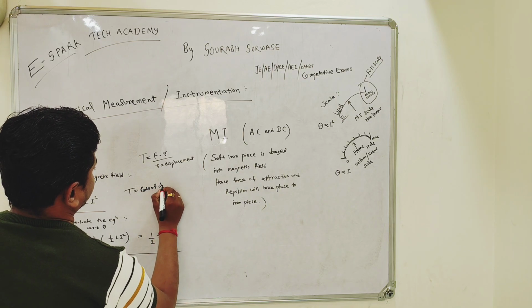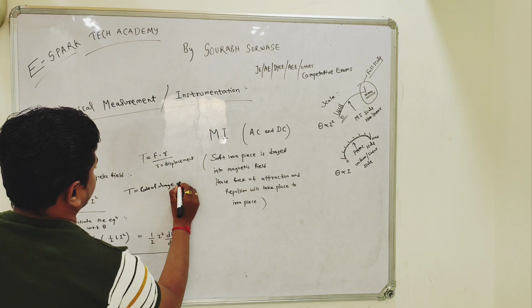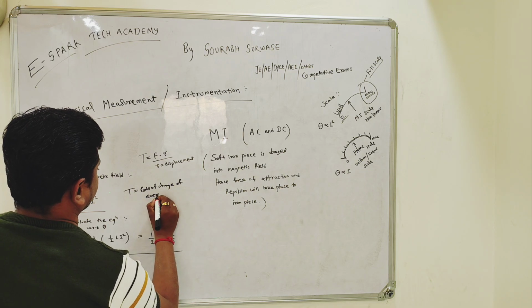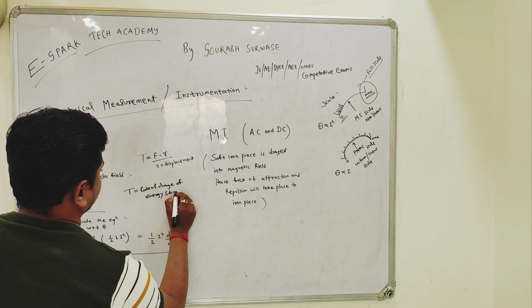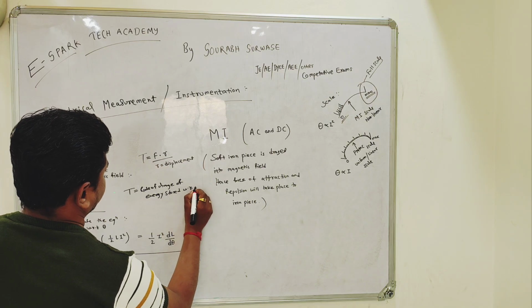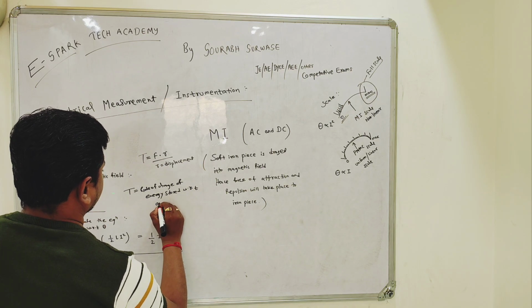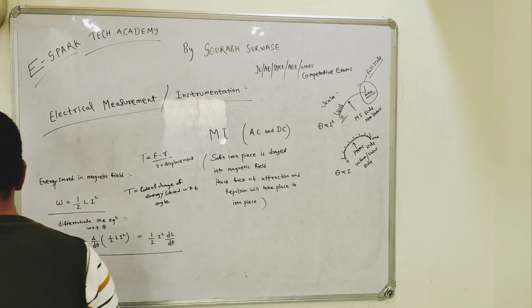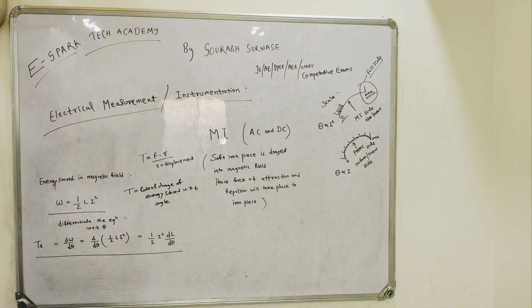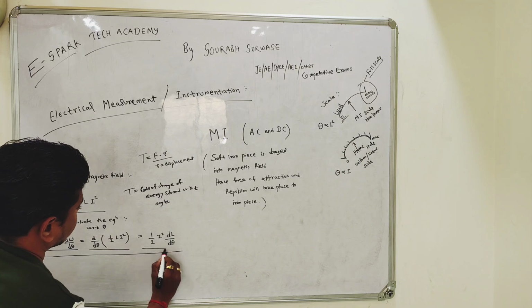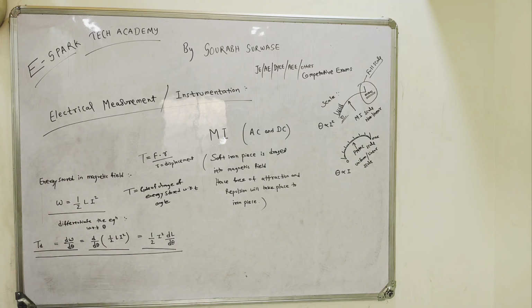Rate of change of energy stored with respect to angle. Hence we have taken this as the torque equation derived for the dynamometer type instrument. It is suitable for AC and DC as well.